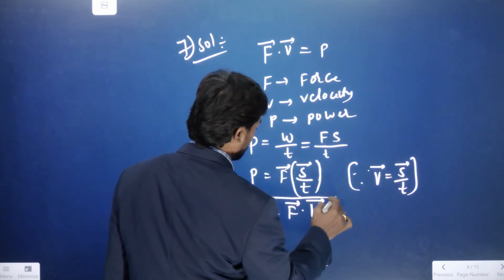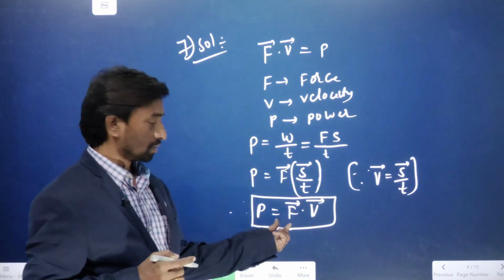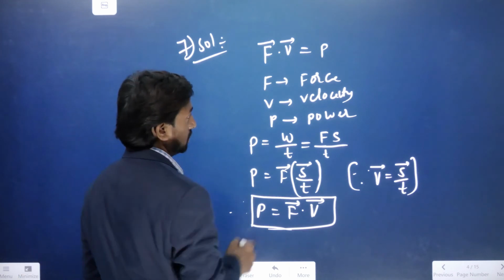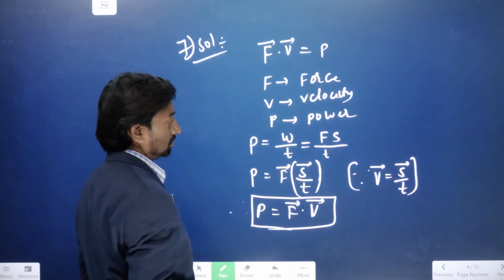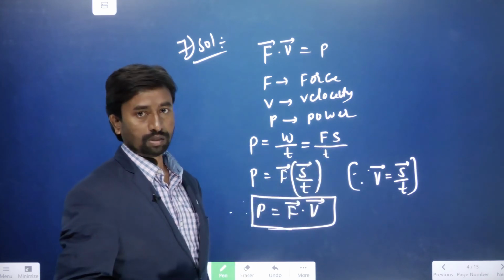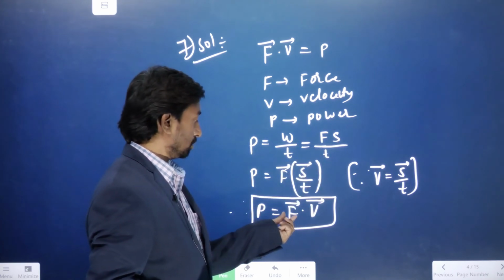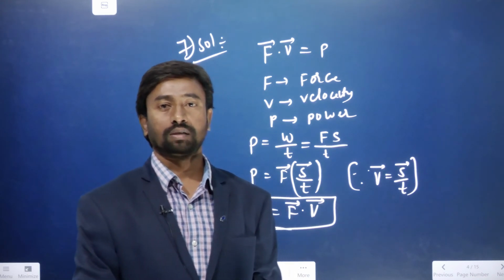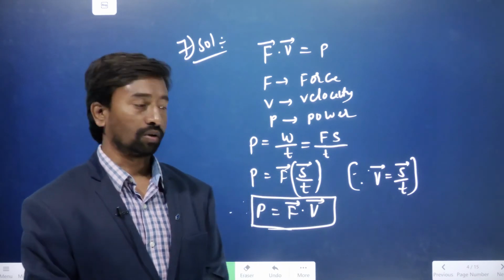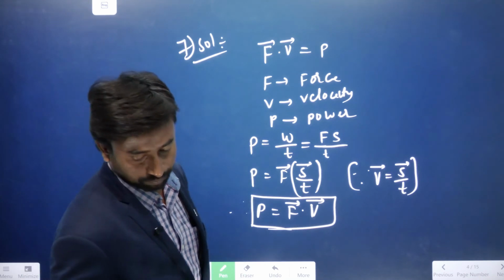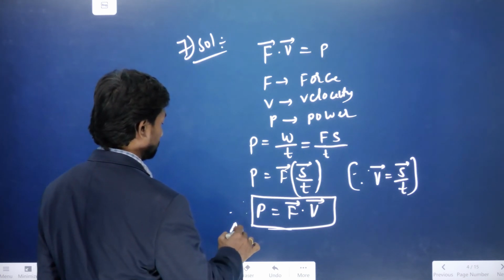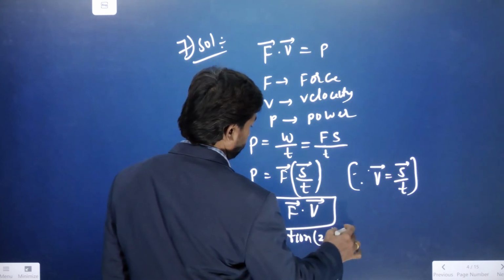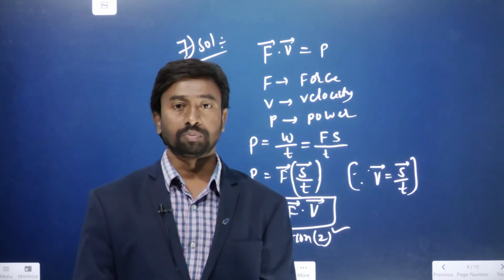Now we got the dot product of the force vector and the velocity vector, and it gives the power. Power is work by time, and work is force into displacement. So power is the dot product of the force vector and the velocity vector. If it is a dot product, then the result will be a scalar only. The correct answer for the seventh one is option 2.